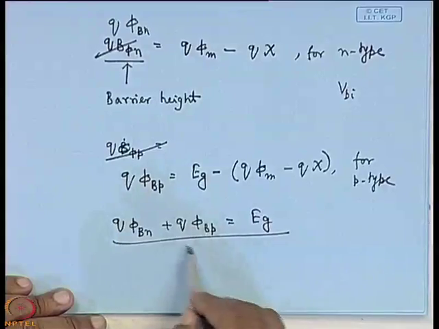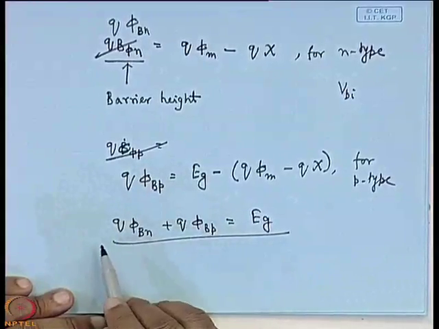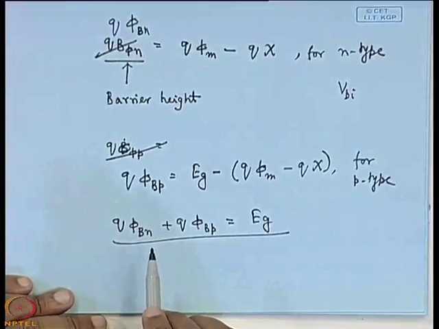If the barrier height is say 0.44 and its band gap is 1.12, it will be 1.12 minus 0.44. So, 0.6 something is the barrier height for the p type silicon for that particular metal. That means, the barrier height changes from metal to metal for a particular semiconductor, and also it changes from semiconductor to semiconductor, because the electron affinity is different for different materials.